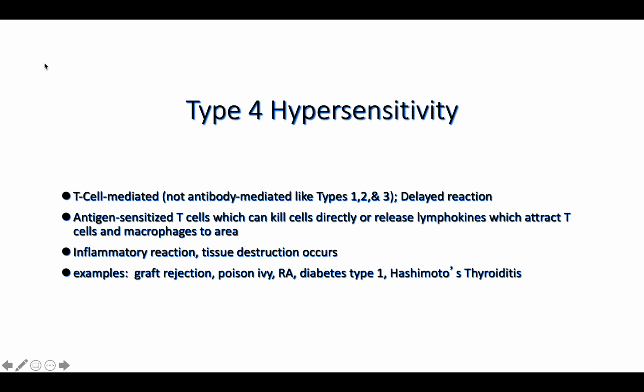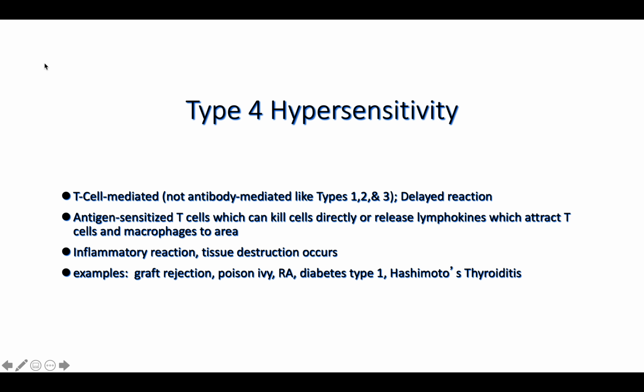And then type 4 is the one that we talked about that does not involve antibodies. Type 1, 2, and 3 all are the antigen-antibody complexes, whether how they react in the body, where they're deposited, the problems, whether it's tissue, cell, or just on the surface, or just in the lung. But type 4 hypersensitivity is not antibody mediated. It's more of a delayed reaction.